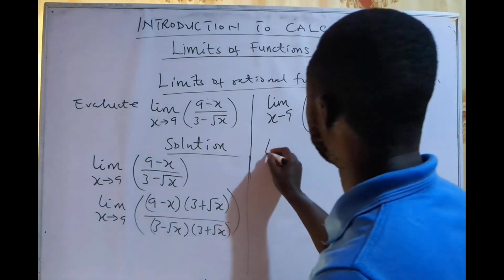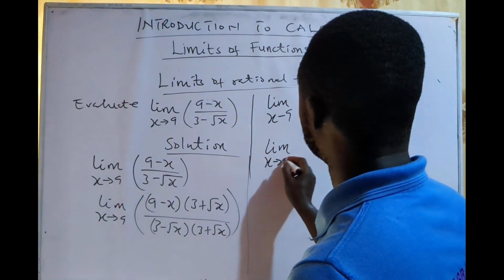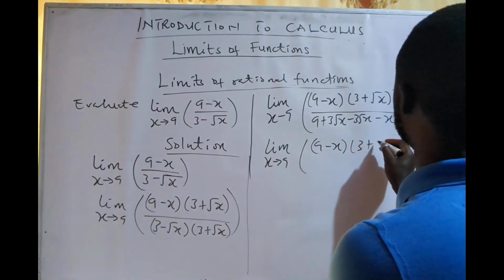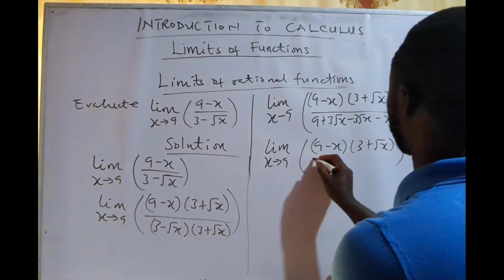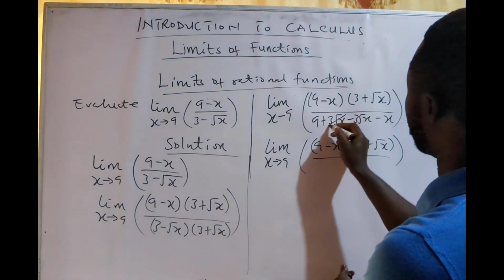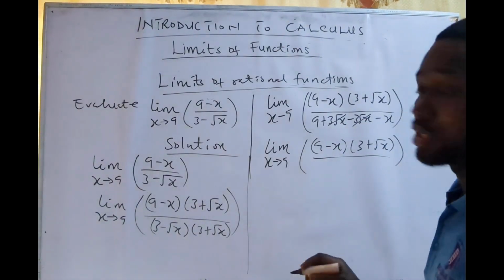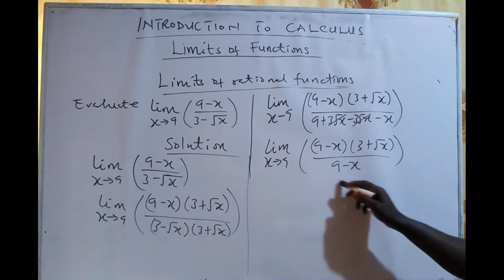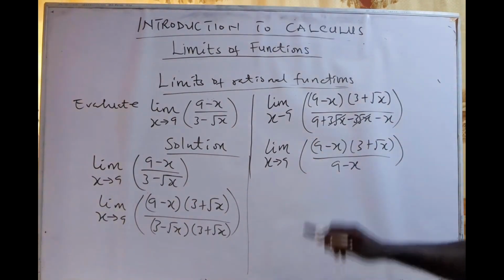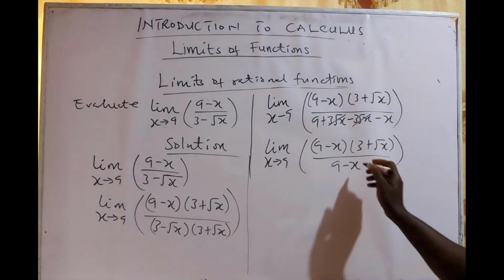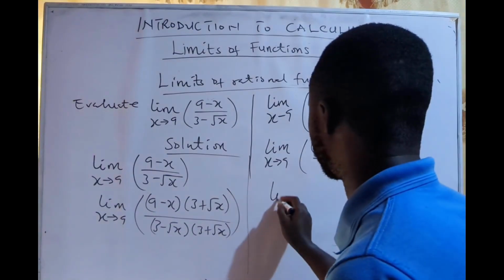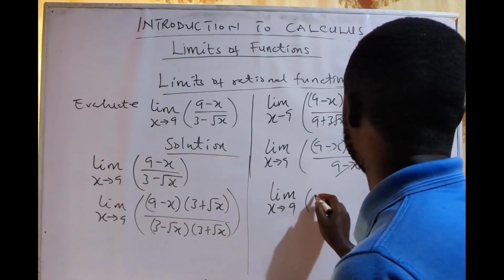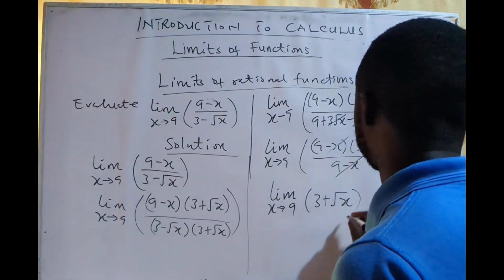So I have the limit as x approaches 9 of 9 minus x, and then 3 plus root x, all divided by, when I check here, minus 3 root x will cancel plus 3 root x, so I have 9 minus x. You can see that I have gotten a factor that is the same as another factor at the numerator, so this can cancel this. Then I have the limit as x approaches 9 of 3 plus root x.